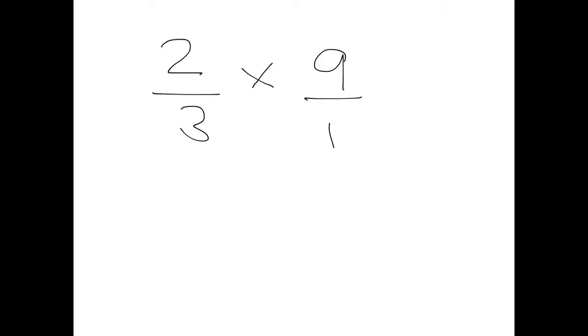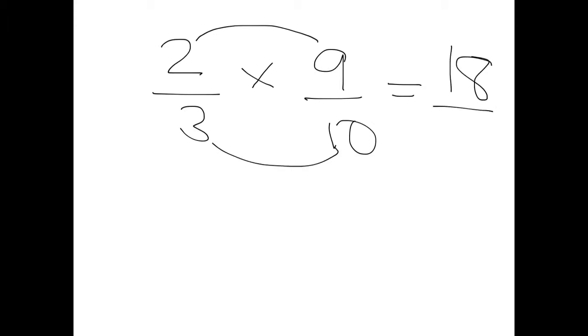Okay, so let's learn a wee bit about multiplying and dividing fractions. Now, we'll start off with a very simple one. 2 over 3 times 9 over 10. Multiplying fractions is extremely easy because all you do is multiply the numerators together and the denominators together. Okay? So, 2 times 9 is 18 and 3 times 10 is 30.